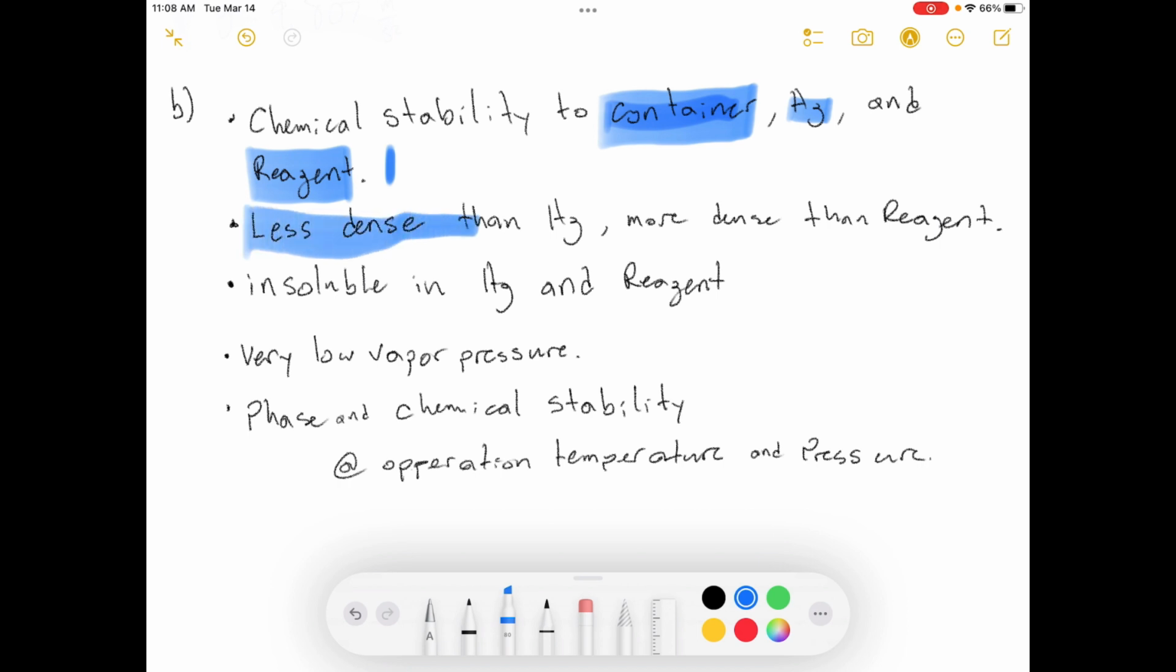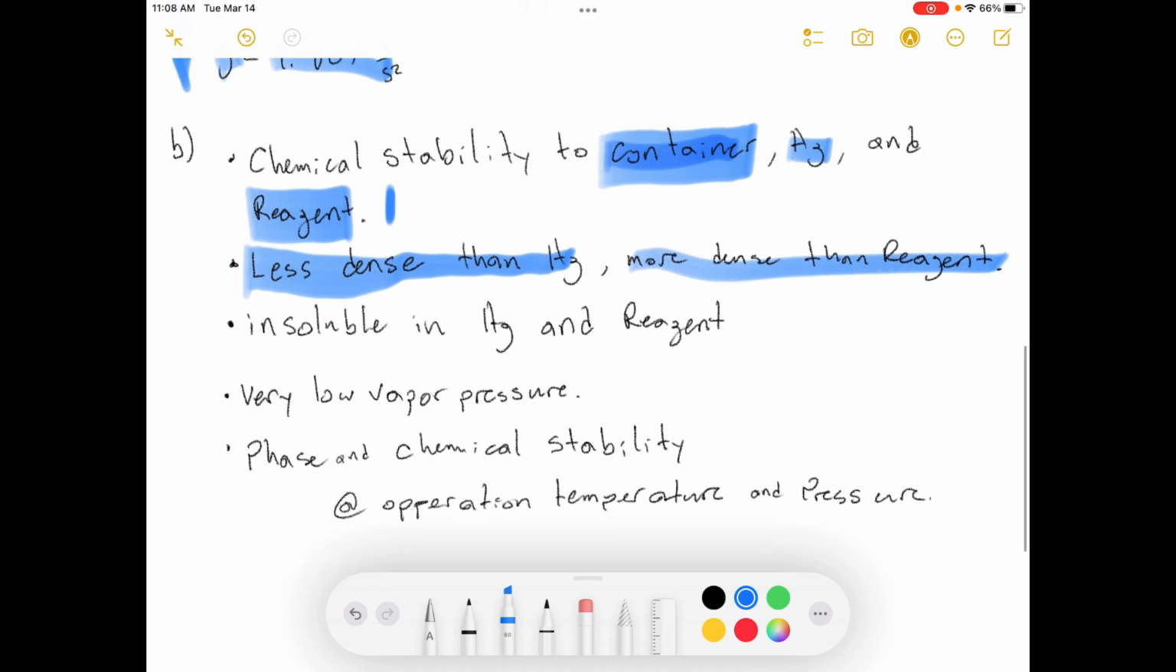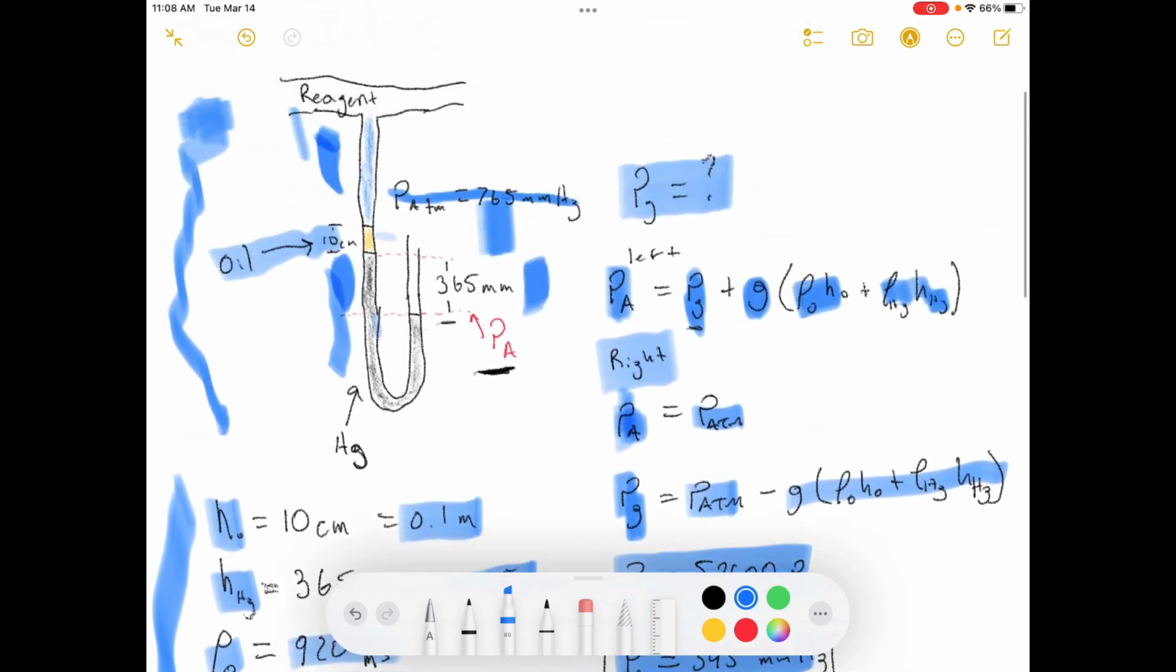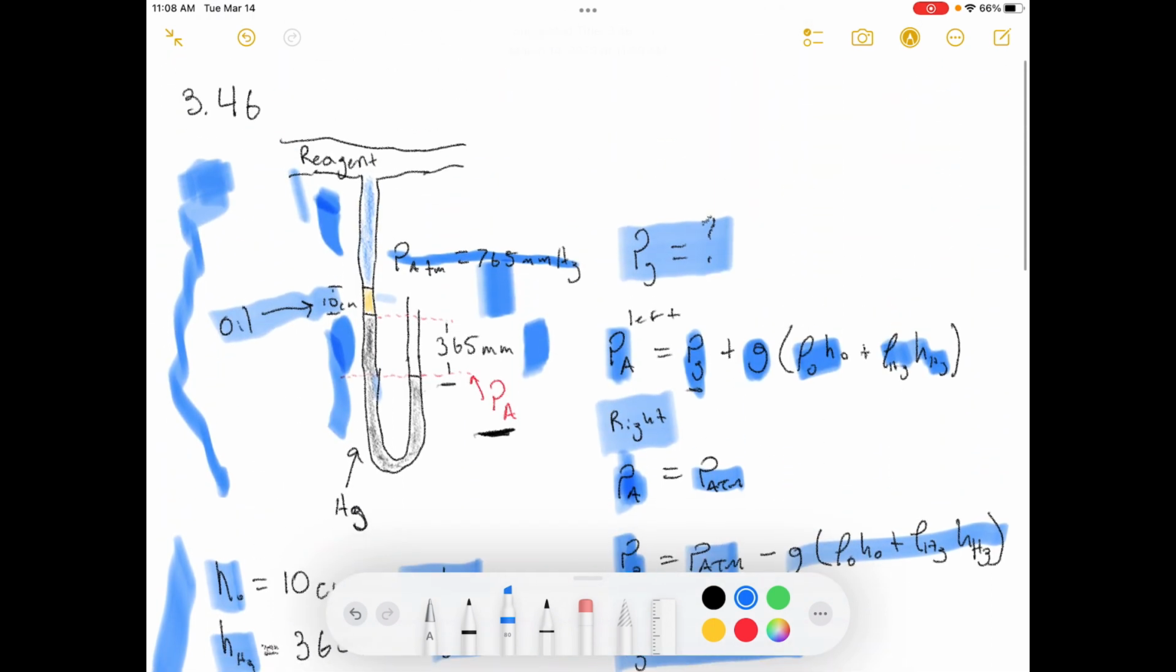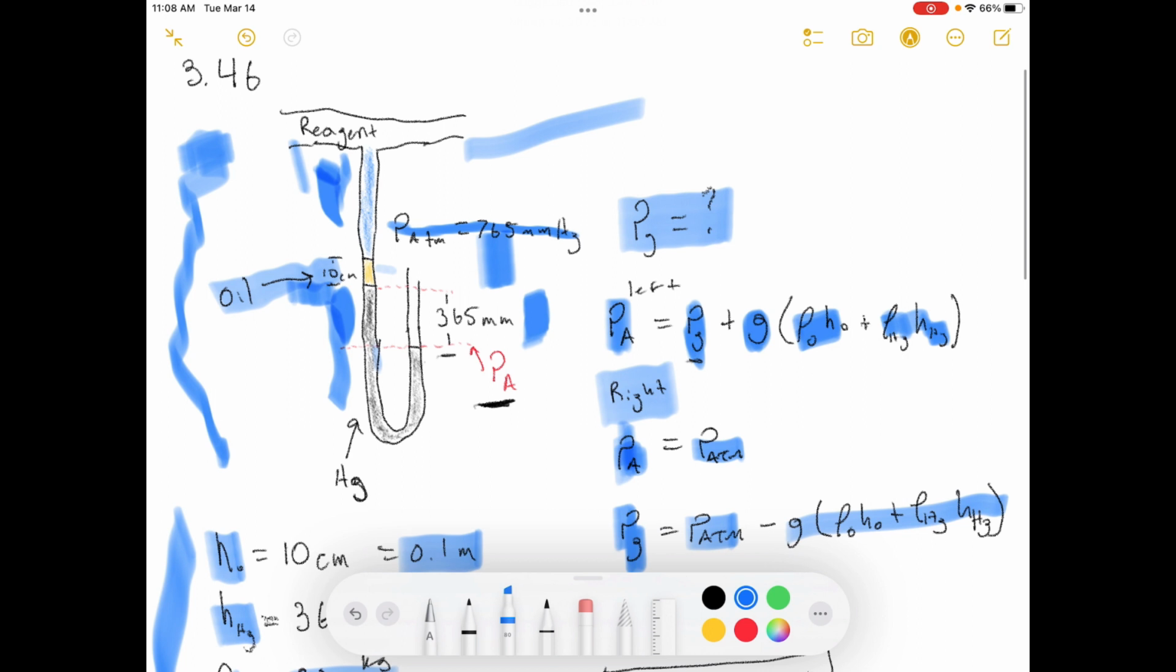It needs to be less dense than the mercury and more dense than the reagent. So what would happen is if it was less dense than the reagent, well, then it would just kind of float up the pipe and out that way. It wouldn't stay in its spot right here. And then the same thing if it was more dense. The silicon oil, well, if it's not silicon oil, but whatever you put in there, it would just kind of sink through the mercury and end up in the bottom of the tube here.